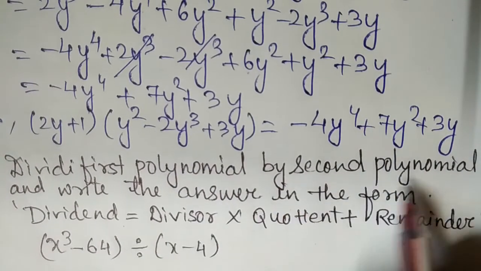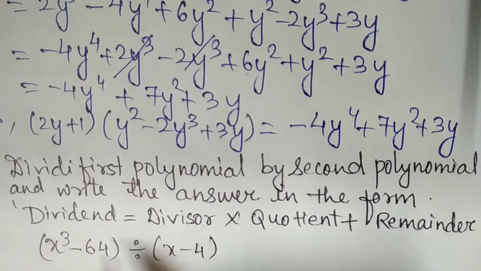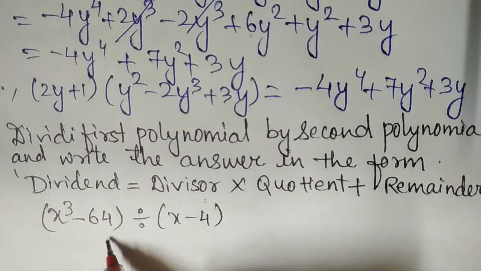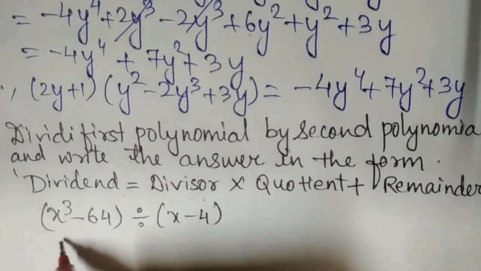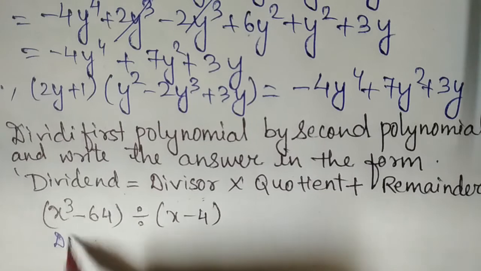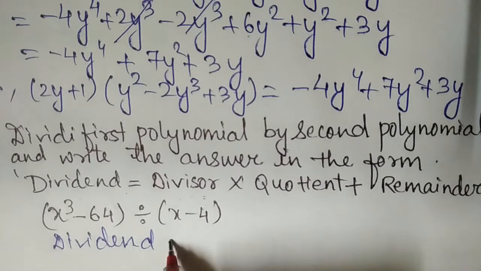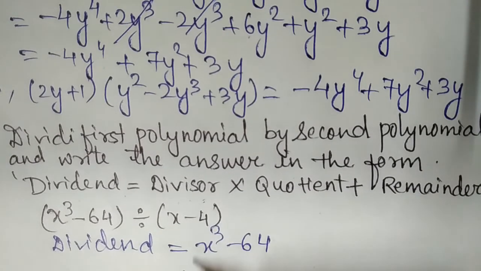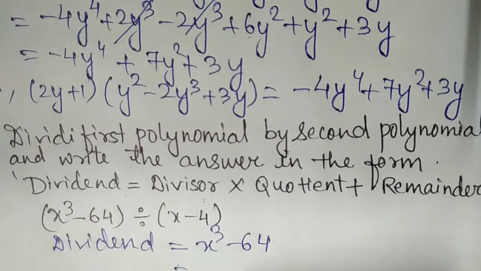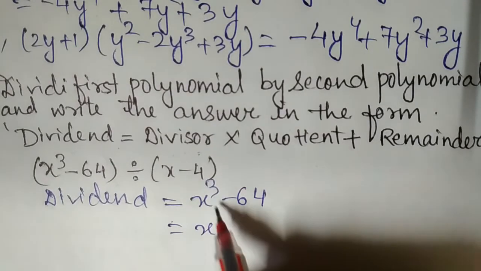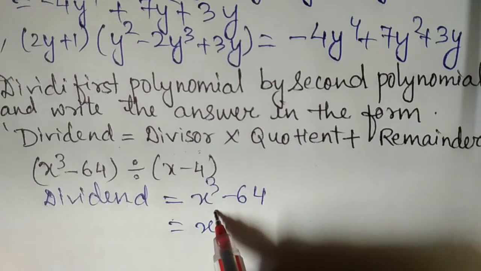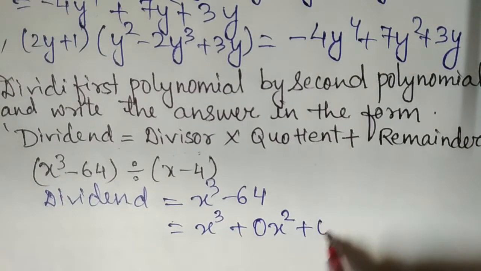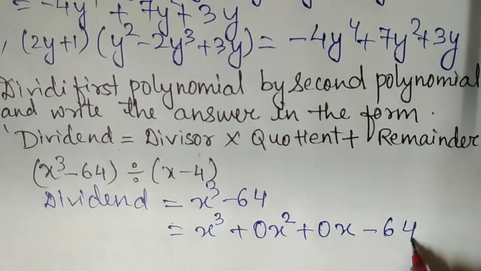Divide the first polynomial by the second polynomial and write the answer in the form dividend equals divisor multiplied by quotient plus remainder. So this question we will take, and first we will find the dividend. The dividend will be x cube minus 64. After the cube, directly the constant term is there, so we can write x cube plus 0 x square plus 0 x minus 64.